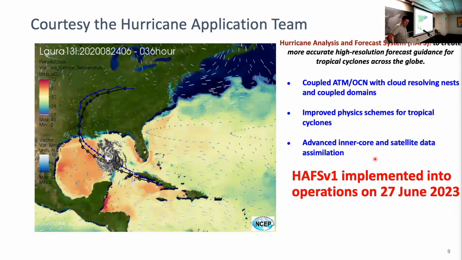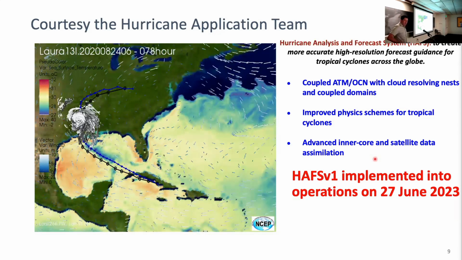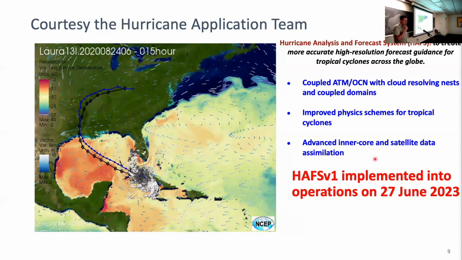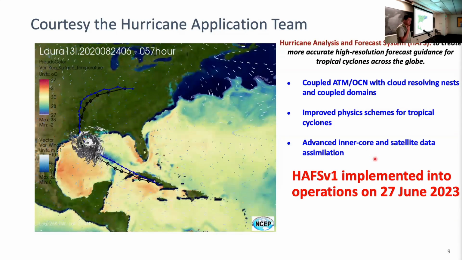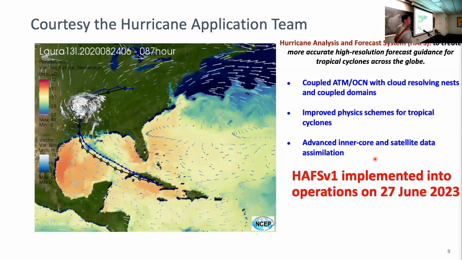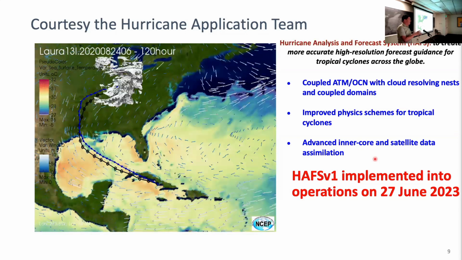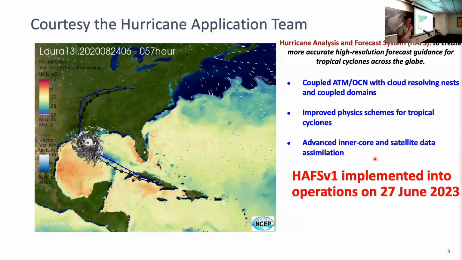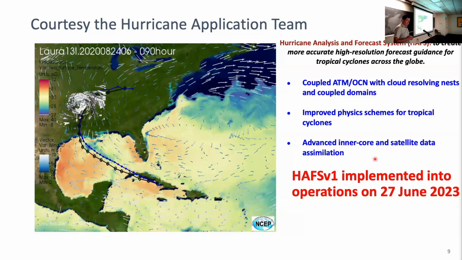So, okay. Yeah. This is just a little more motivation for why we care about coupling. This is from the hurricane forecast model, which is the same atmosphere model and same ocean model, just run at a higher resolution and configured slightly differently. This is showing Hurricane Laura going through the Gulf of Mexico, leaving its cold wake behind.